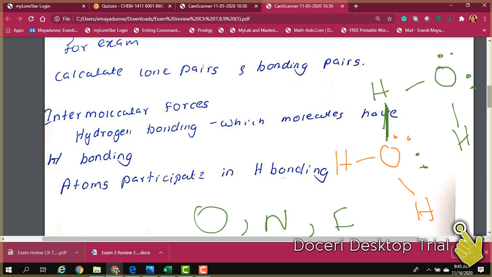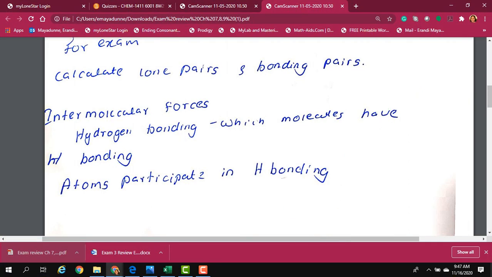The other one should be a very highly electronegative element. So what are the atoms that participate in hydrogen bonding? You need to know that, it is an important concept. Always it's going to be nitrogen, oxygen, or fluorine on the other end.